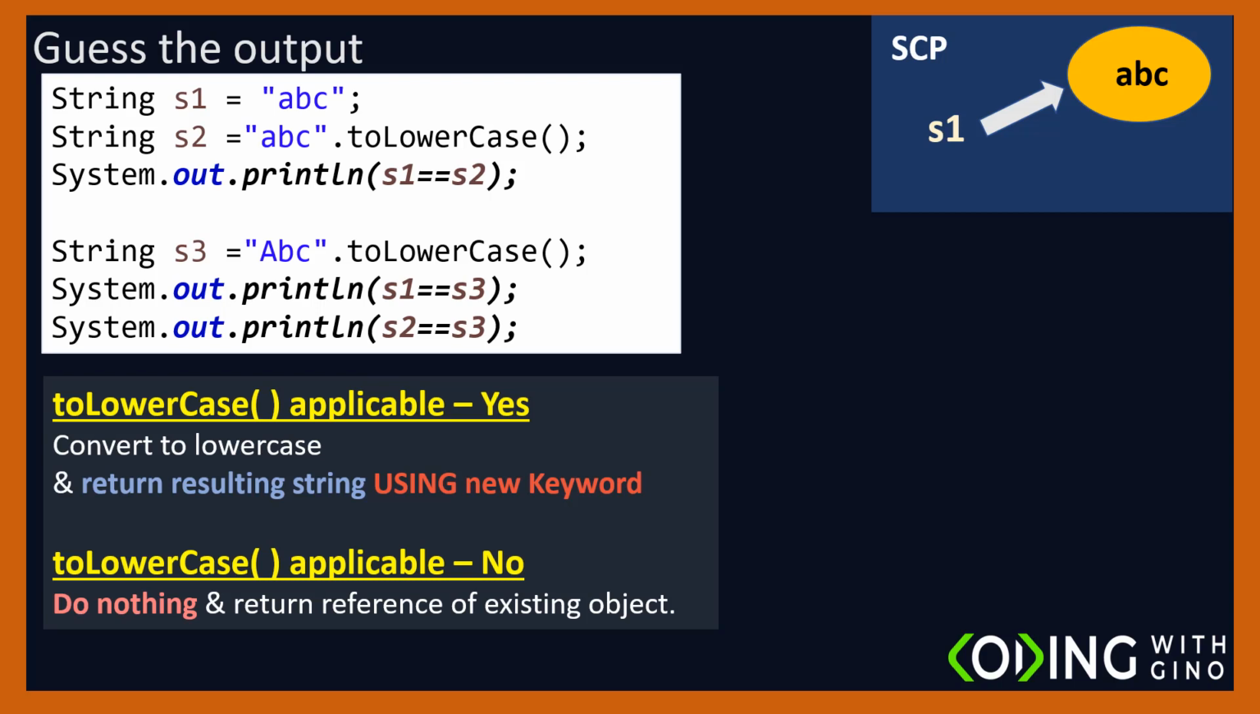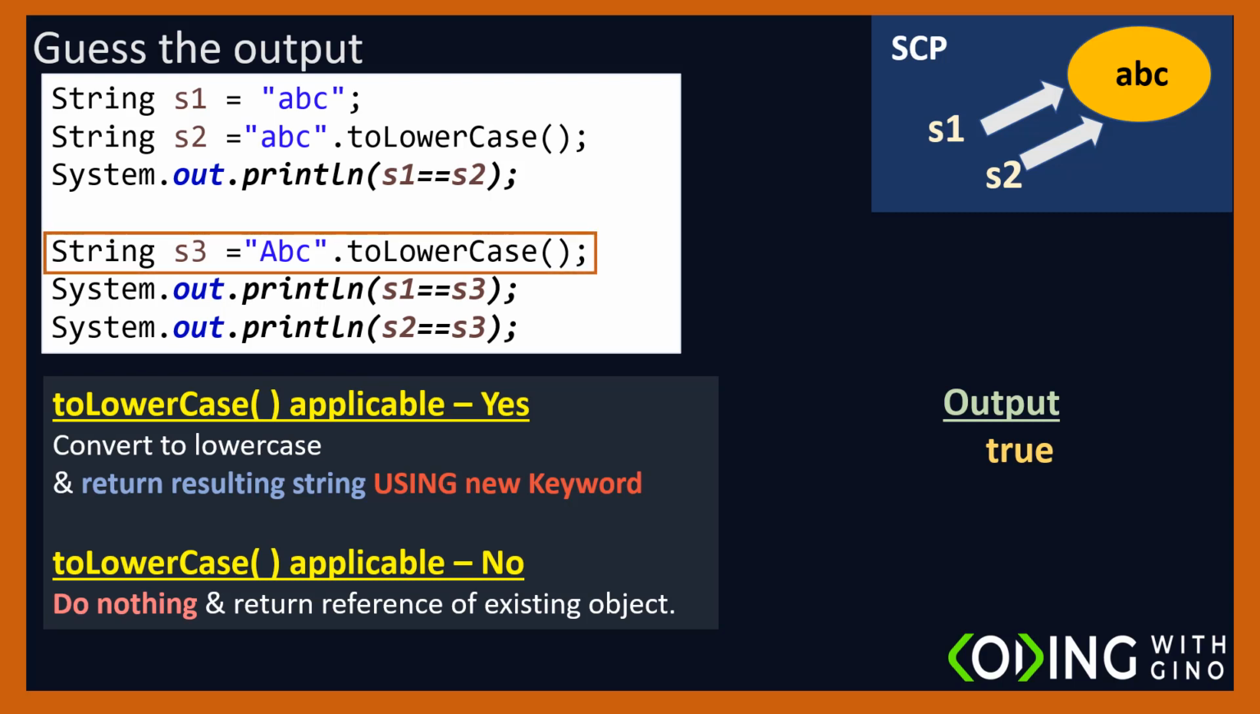For the literal "abc" of S2, is there any letter that's not in lowercase? No. So, Java does nothing. There is an "abc" string already present in SCP. It will get reused and the toLowerCase function returns reference of this object. Now, are S1 and S2 pointing to the same object? Yes. Hence, SOPLN prints true.